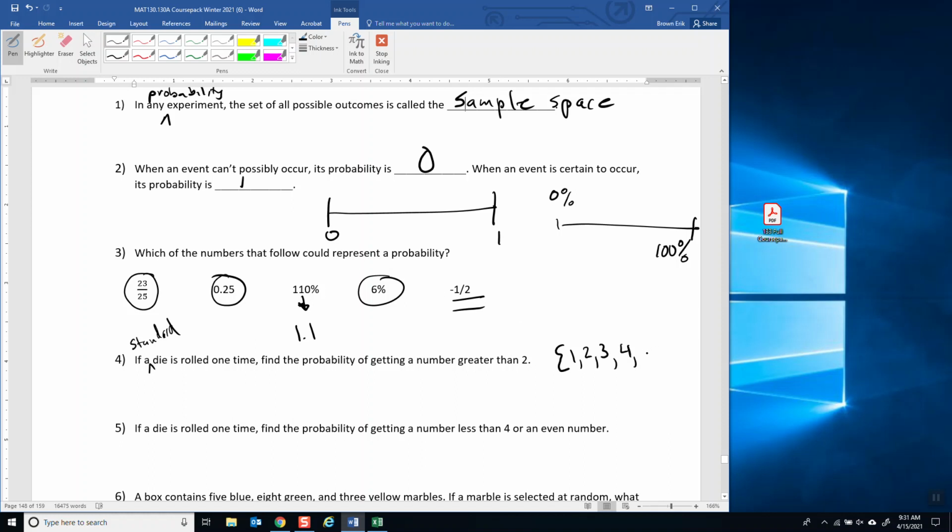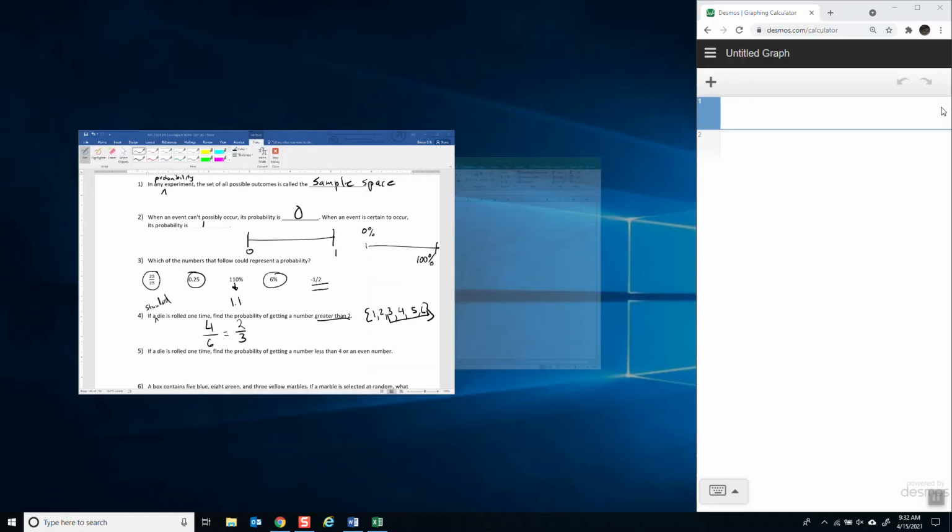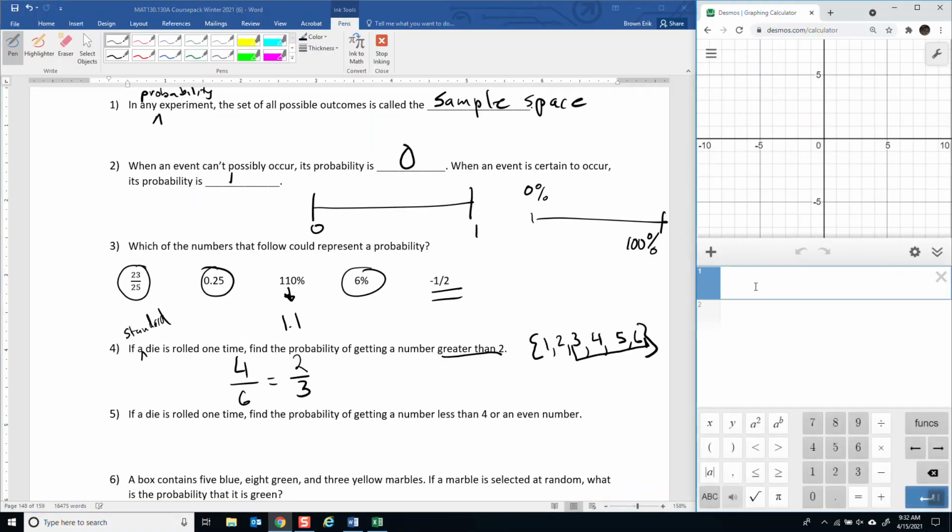So the sample space is this, and if we're looking at a number greater than 2, notice we can't include 2. So these are all the possibilities for numbers greater than 2. There's 1, 2, 3, 4 of them, and then there's 6 total possibilities. So 4/6 is a perfectly acceptable answer. So is 2/3, and so is 0.666 repeating. Notice 2 divided by 3 in our calculator gives us 0.6 forever, which maybe we would round to 0.67.